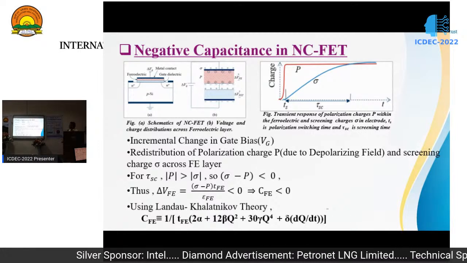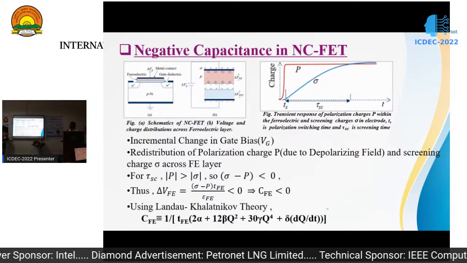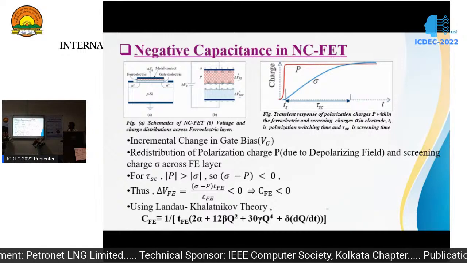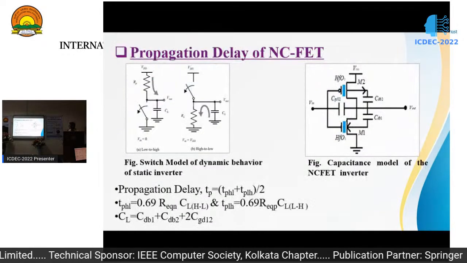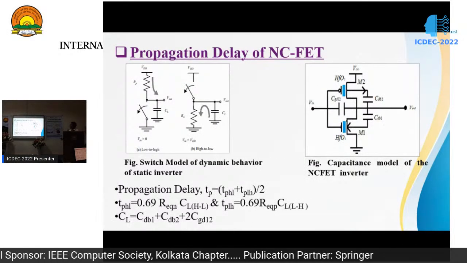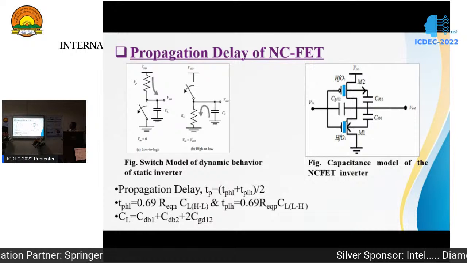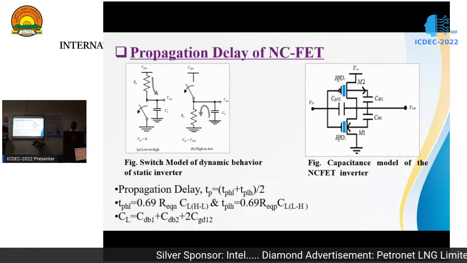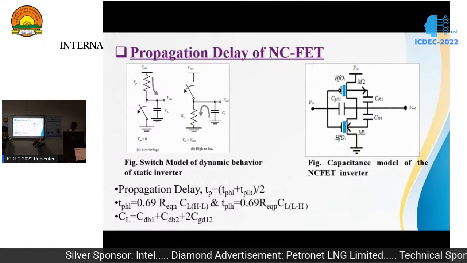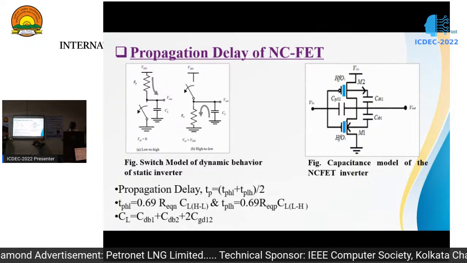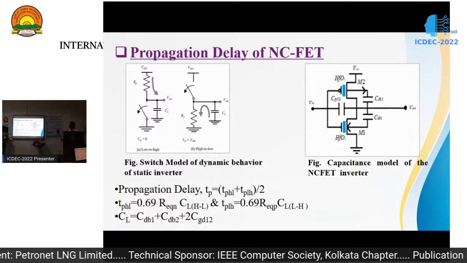during the transients in gate bias. Now, using Landau-Khalatnikov theory, we can derive the formula for the negative capacitor. Now, having established negative capacitance and how to implement it using ferroelectric, we will now move on to formulate the propagation delay of NCFET. One simple way to obtain propagation delay for NCFET is to use NCFET both as a pull-up and pull-down network in a simple inverter that we have done here.